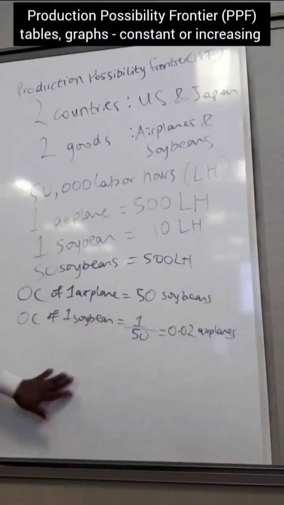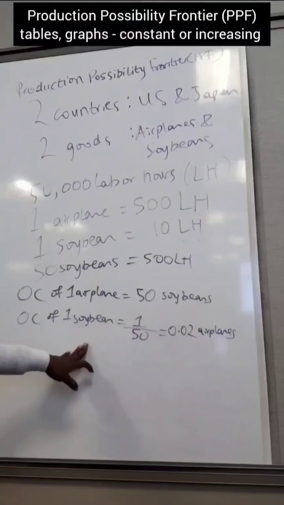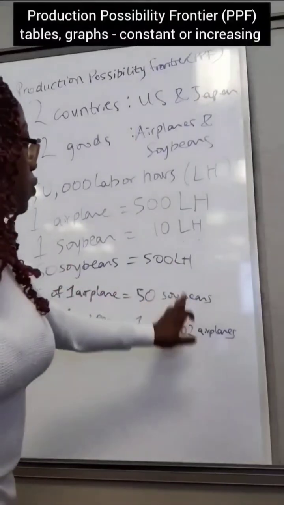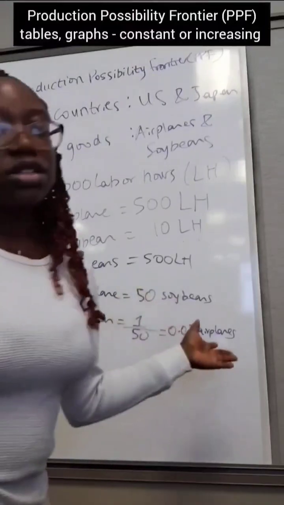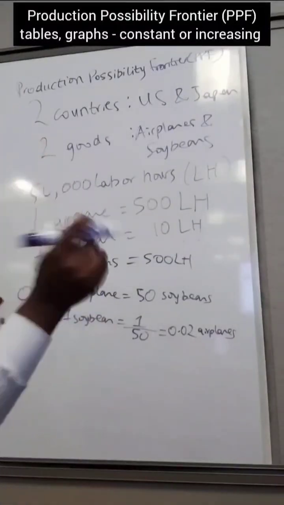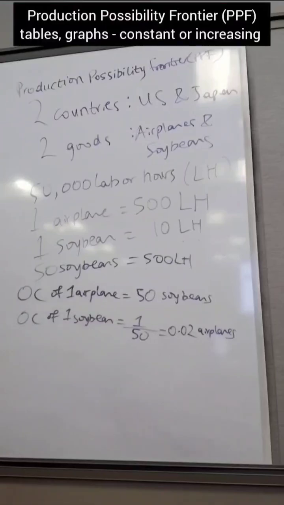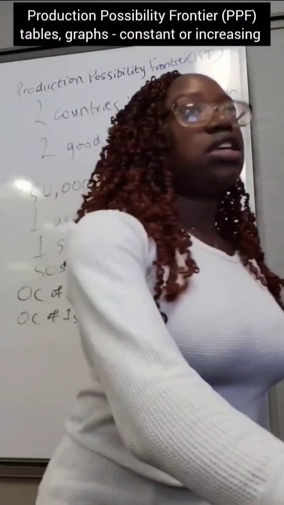So remember, opportunity cost is what you are giving up to produce more of another good. So in other words, you give up one airplane to produce 50 soybeans, and then you would give up some soybeans to produce airplanes. Okay, so now, how do we do this in a PPF form, in a shape? We want to give it a graph. So the first thing to do to make it easier is to make a table.